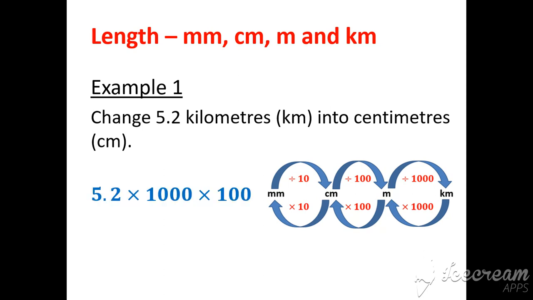We're going to have to change it to meters by multiplying by 1,000, and then change it to centimeters by multiplying by 100. So we're going to go 5.2 times 1,000 times 100. If you can't do that in your head, just grab a calculator and you should get 520,000 centimeters. So if I said your homework tonight is to go and walk 5.2 kilometers, that's equivalent to 520,000 centimeters.